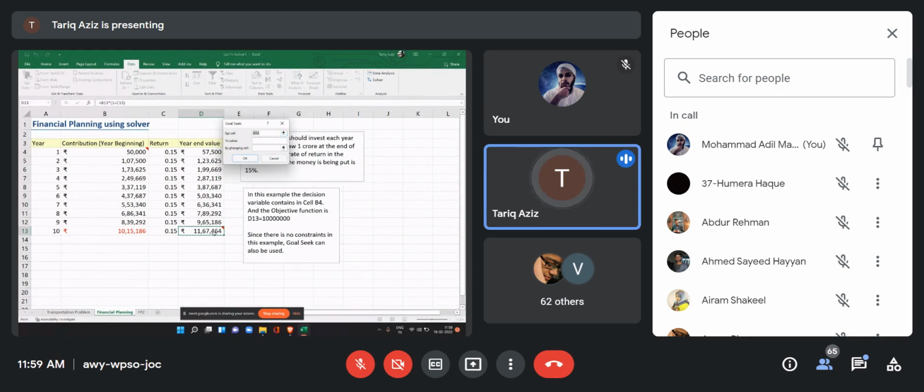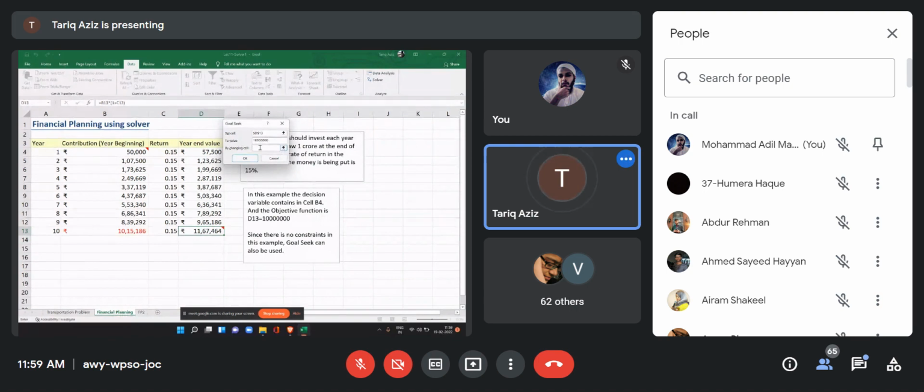So our outcome cell is the capital at the end of the 10th year, the corpus at the end of the 10th year, which is D13. Then the second option is To value. This cell should be equal to what? This cell should be equal to 1 crore. So D13 should be equal to 1 crore.